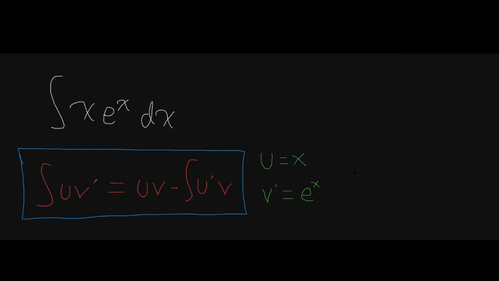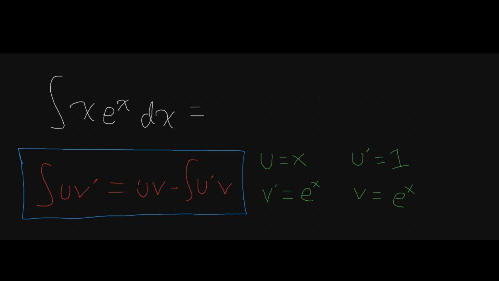So once we choose, the next step is to differentiate u and integrate v dash to get u dash and v. So if we differentiate u, this one over here, we get 1, the derivative of x with respect to x is 1, and now we need to integrate this one over here, e to the x, and the integral of e to the x is just e to the x.